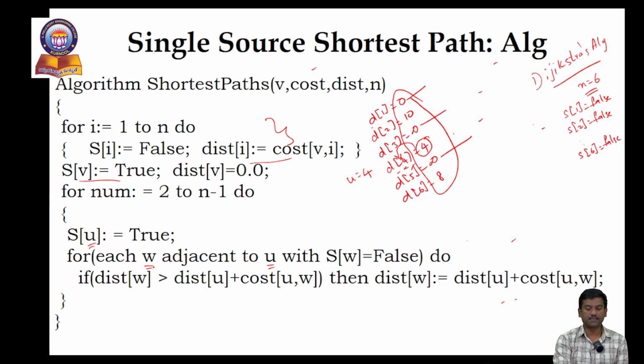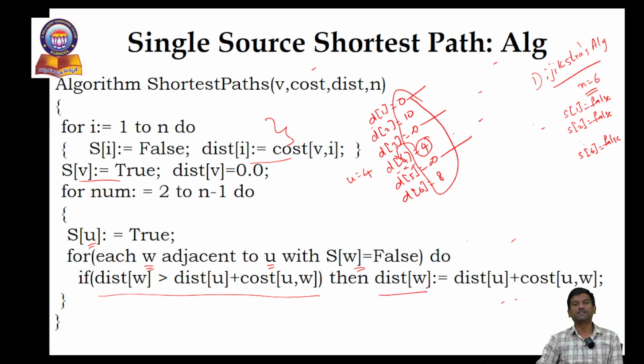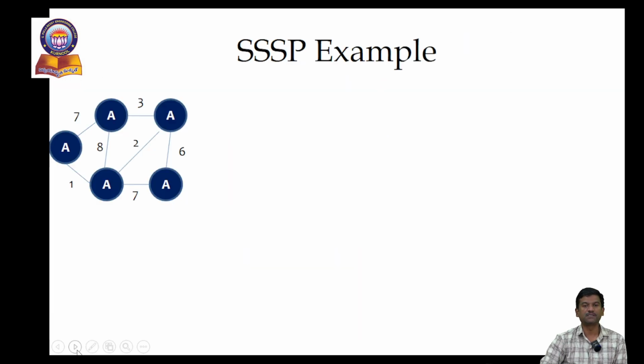whatever the adjacent vertices that are present, check whether s of w is equal to false. If it is false, then check whether distance of w is greater than distance of u plus cost of u comma w. If it is a true condition, update the distance of that vertex. And this process goes on for the values of num equal to 2 to n minus 1. That is what Dijkstra's algorithm specifies.